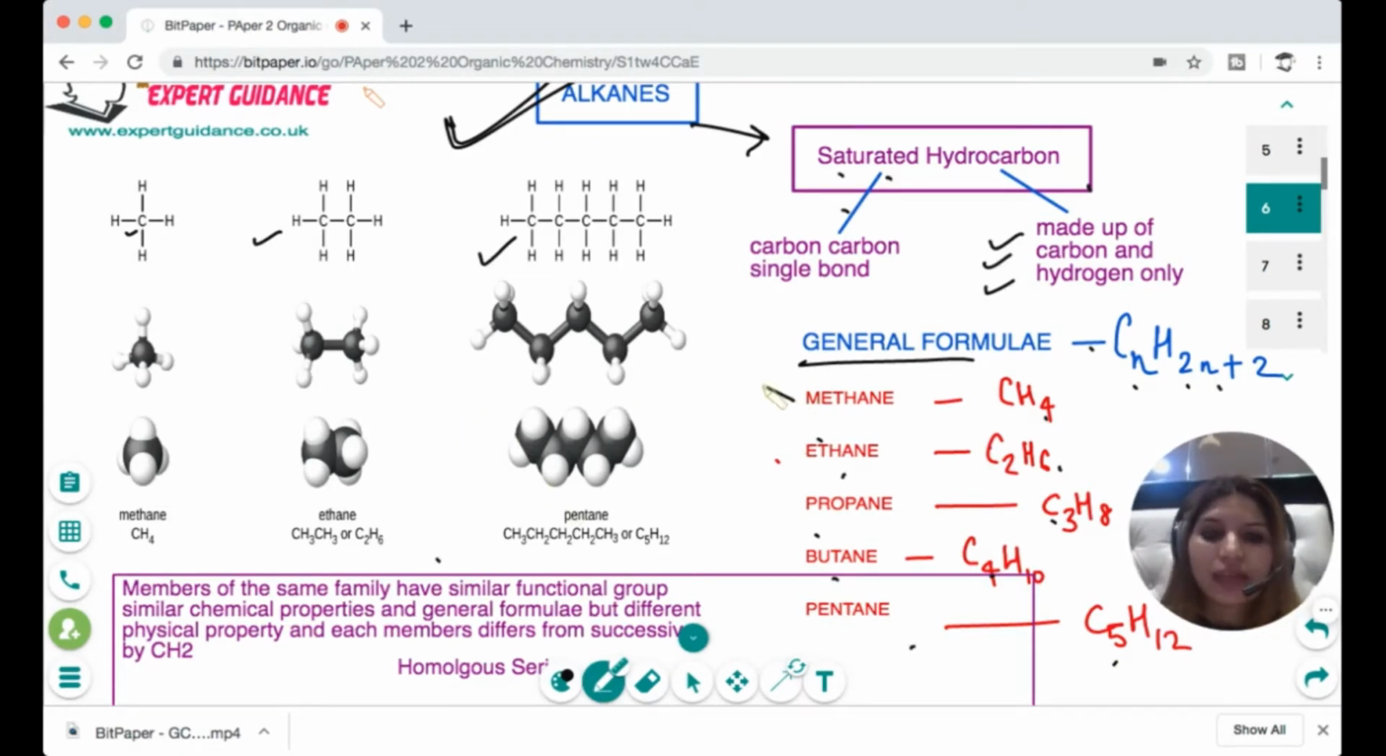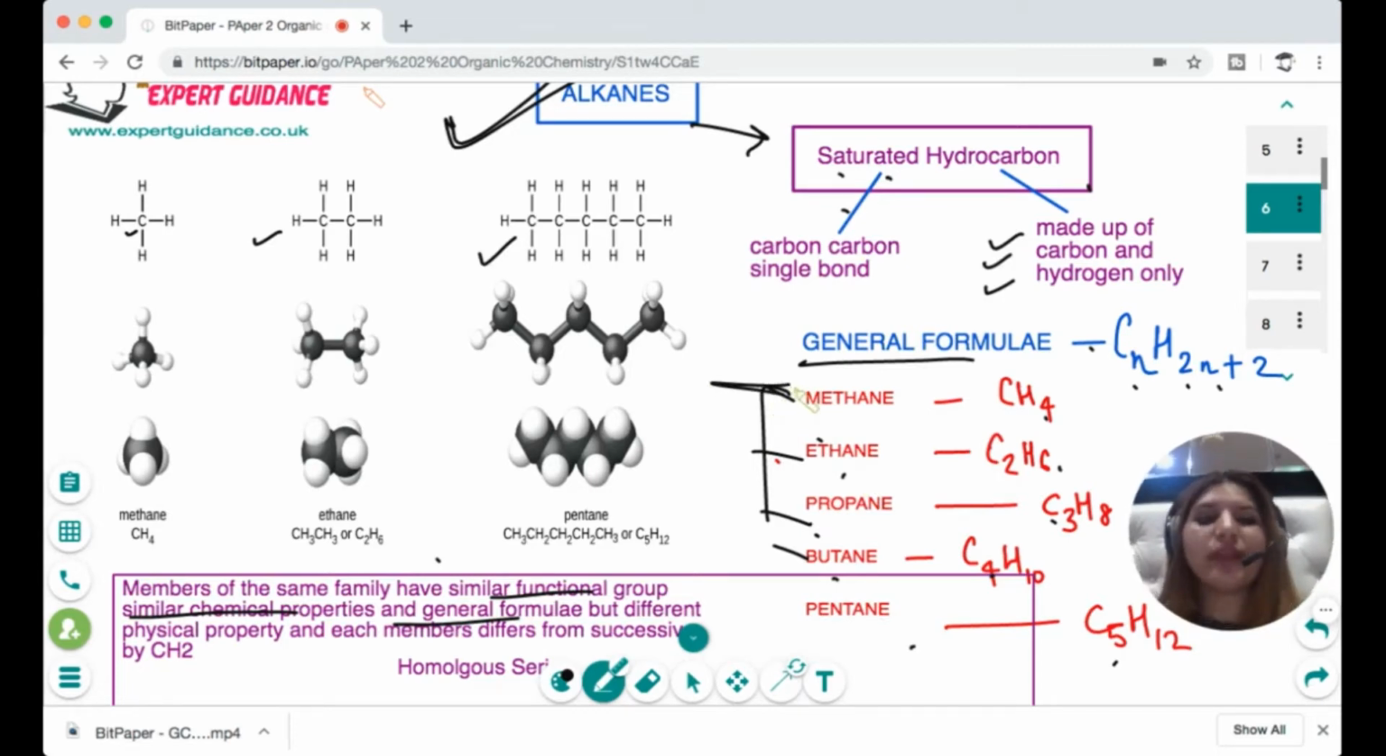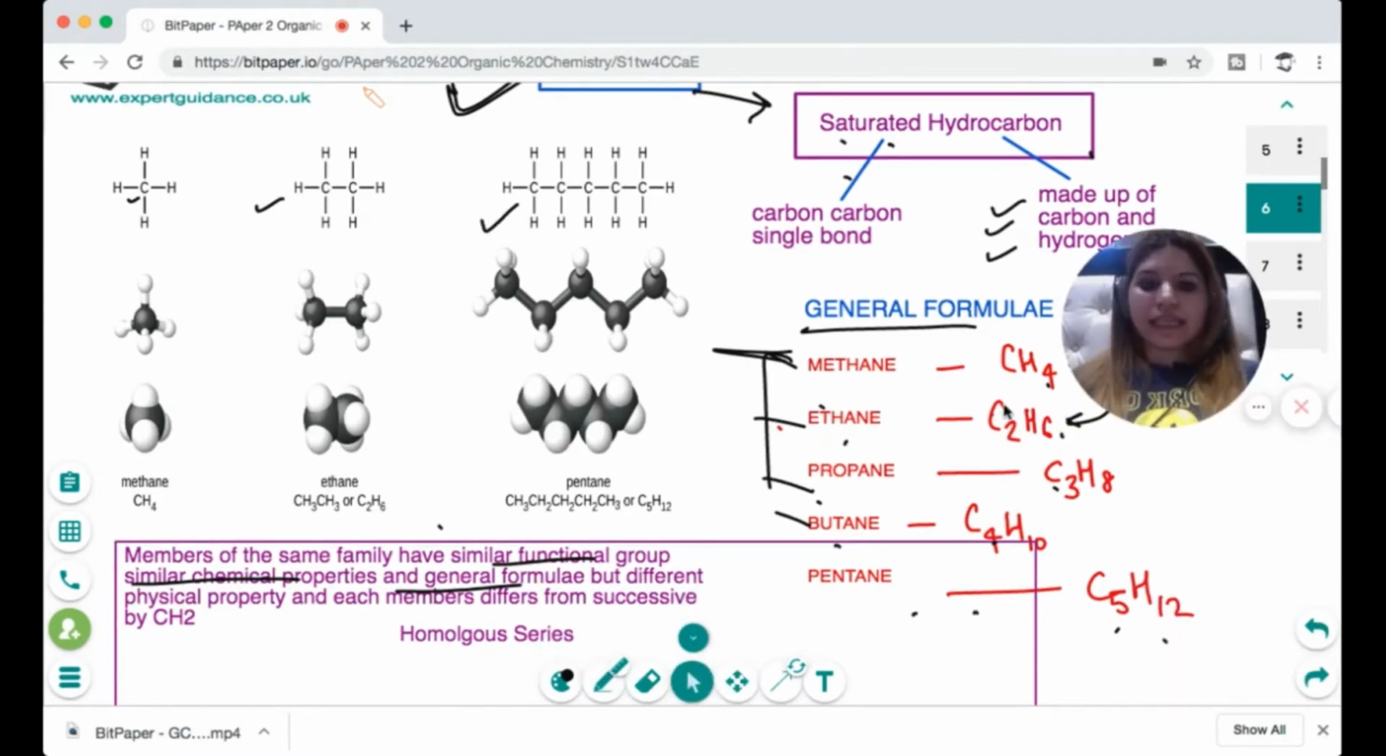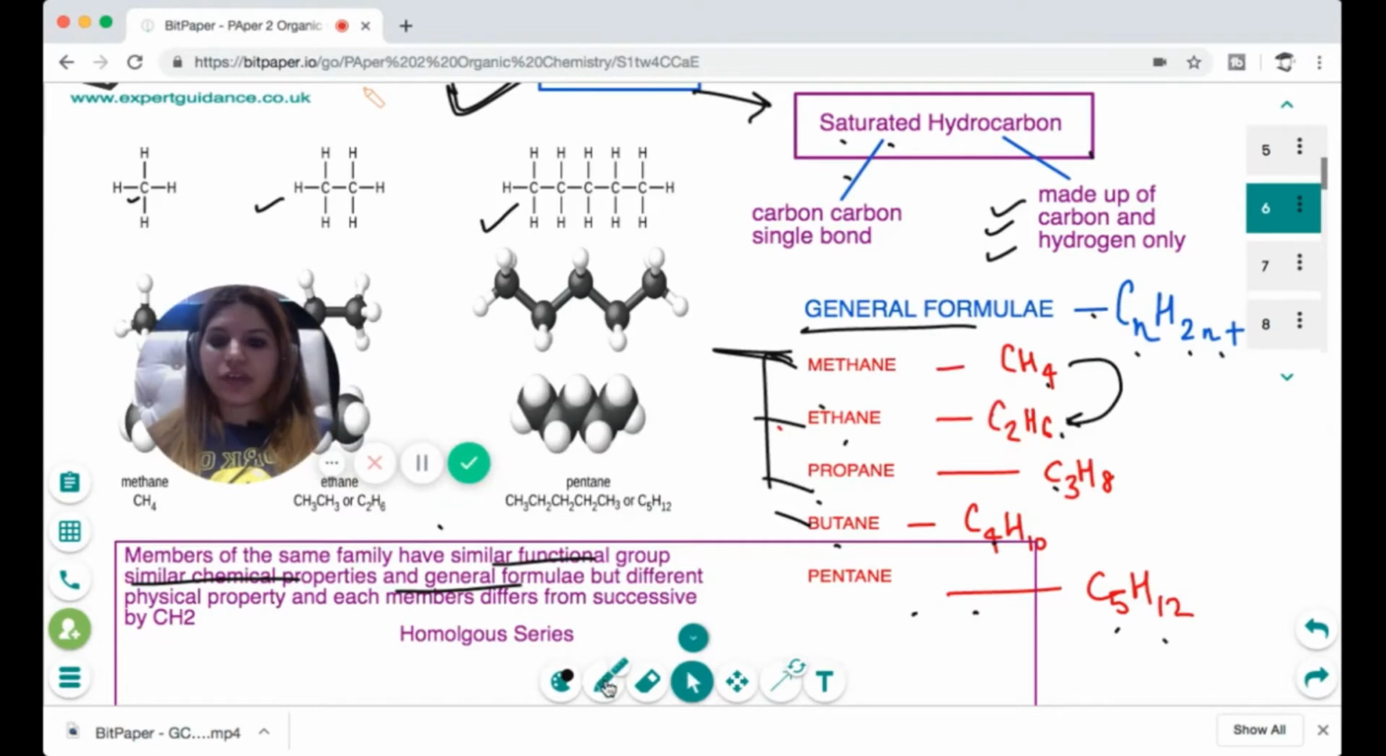Now, if you look at methane, ethane, propane, butane, all these members have the same functional group, that is, they are all alkanes. They show similar chemical properties and have the same general formula. But they will have different physical properties. As you can see, methane has 1 carbon, so it will have a lower boiling point compared to pentane, which is a longer hydrocarbon. So all these members differ in physical properties. In this homologous series, they have a similar functional group, similar chemical properties, and the same general formula, but one member differs from the successive one by 1 carbon and 2 hydrogen.